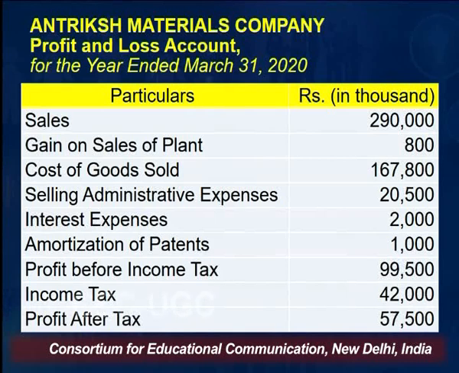Cost of goods sold is provided to us. Selling and administrative expenses. We have interest expenses. Amortization of patent, it is basically a non-cash item. Profit before income tax, and here you have to mind that income tax payment is given. It's not provision for taxation, it is income tax 42,000, and eventually company is reporting a profit after tax of rupees 57,500. So before I proceed to the question, let me tell you, we can start either from profit after tax or profit before income tax.